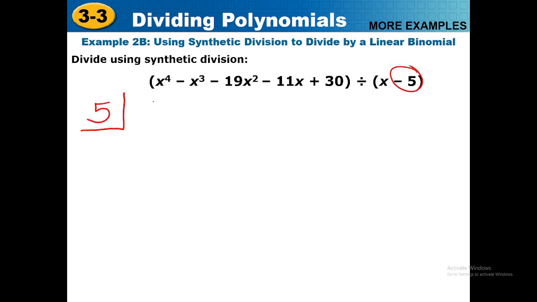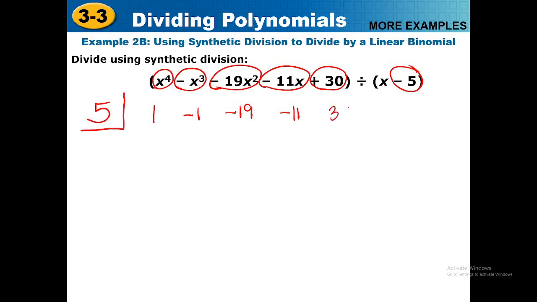Now let's write down the coefficients. What is the coefficient of x raised to 4? 1. X cubed. Negative 1. X squared. Negative 19. X. Negative 11. And lastly, the constant term, 30.